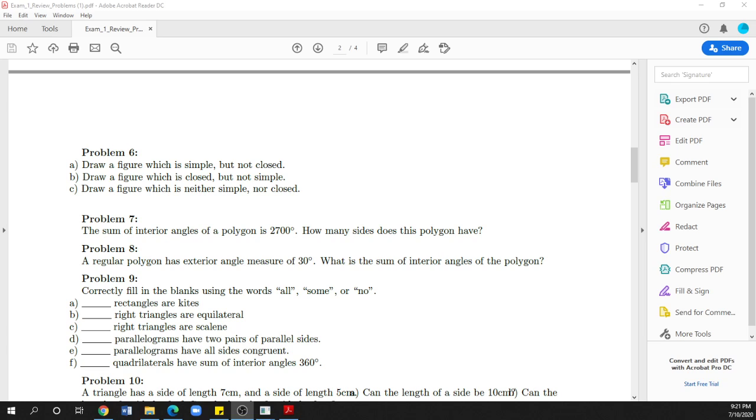So let's go back a second and try to remember what those definitions were. A figure is simple if it never crosses over itself. A figure is closed if it meets itself back where it starts. So let's go ahead and draw a few examples of each.